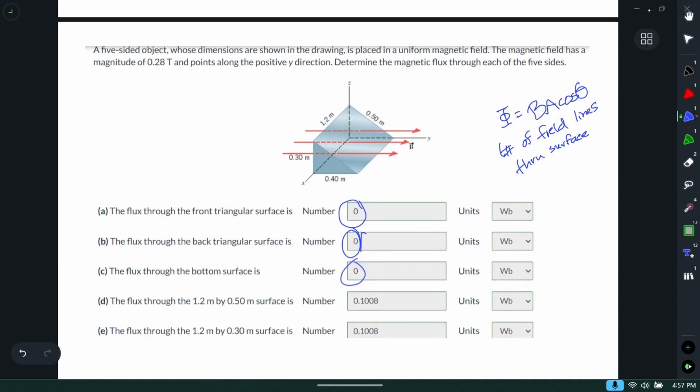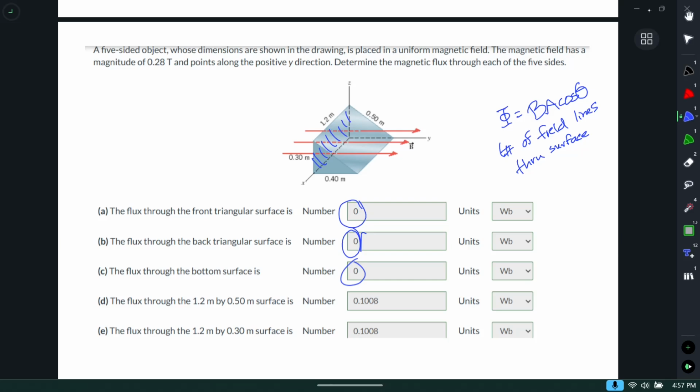So D is asking about this surface, and E is asking about this back surface. In the hint for this question, I said to do E first and then do D. The reason I said that is because for E, meaning this back face, it's catching those field lines head on.